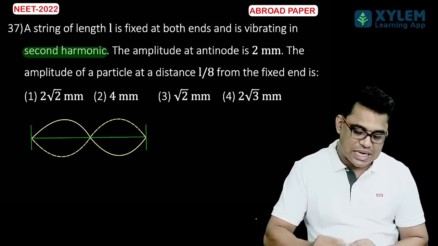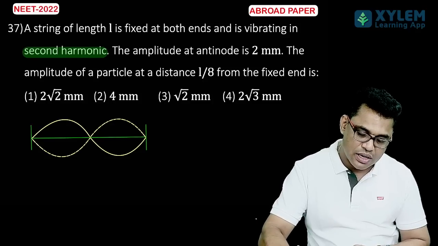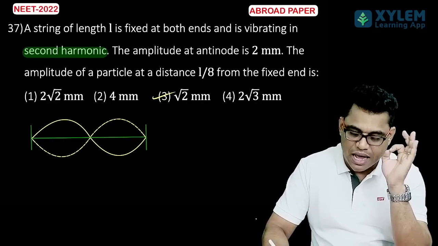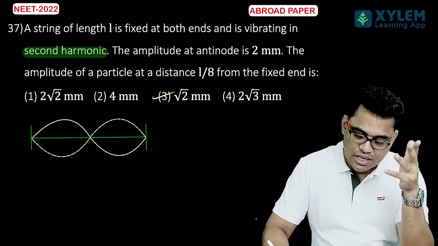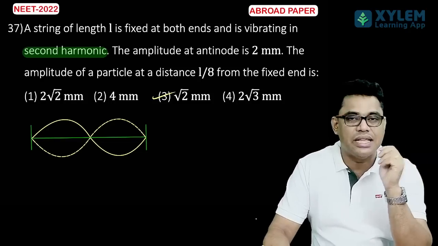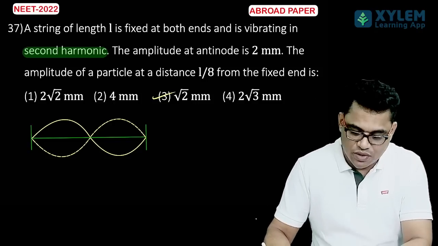In the options, such an option is only 3. The rest of the options are all greater than 2 millimeter. The amplitude cannot be greater than the amplitude of the antinode. Then, in this question, it is very easy to tell the answer. But if the answer is not given in this fashion, what will we do?